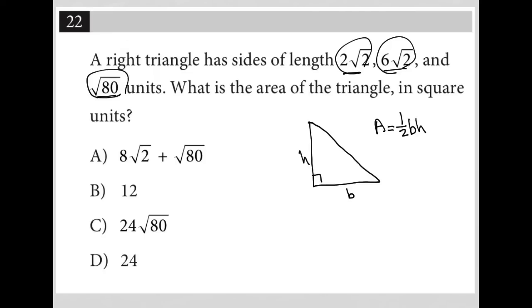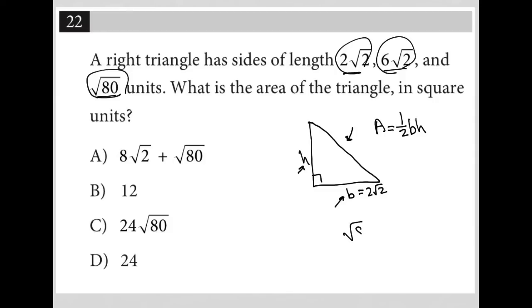So I know that the hypotenuse, which is this long side here, should be the longest of the three. And then the smaller two, I don't really care which one I put in the height and which one I place at the base. So 2 root 2 seems like it's going to be the smallest one, so I'm going to call that my base. The question is 6 root 2 versus root 80.